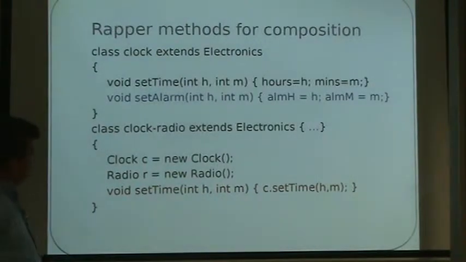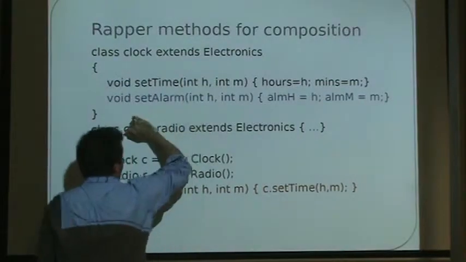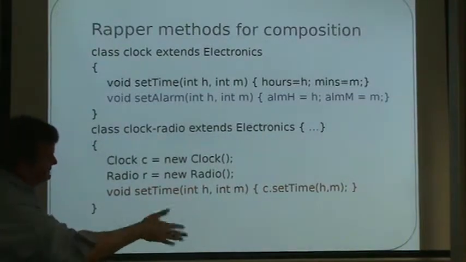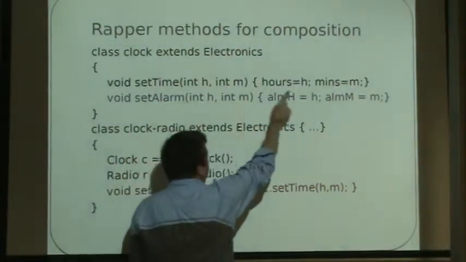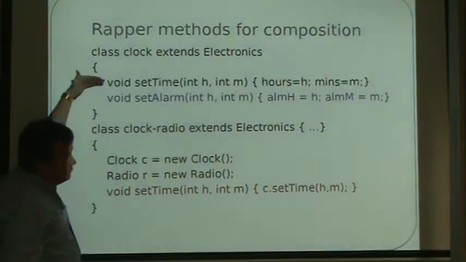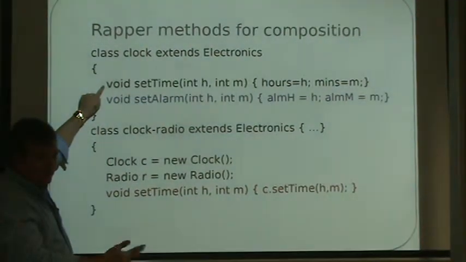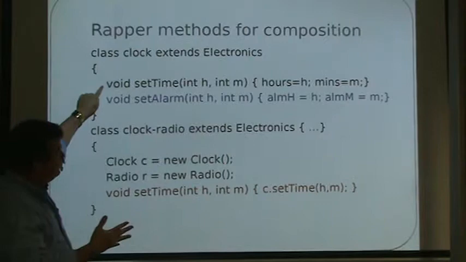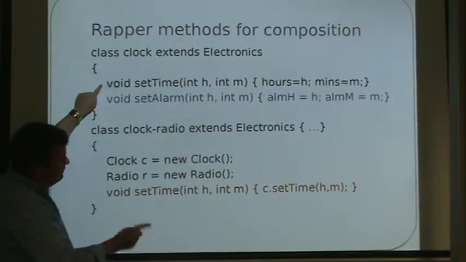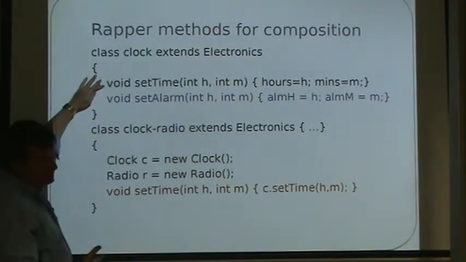So, for example, if the clock class, which extends electronics, had a method called setTime, let's say you give it hours and minutes and it sets variables with it. So it takes h and sets it to hours, it takes m and sets it to minutes. Well, if we were able to multiply inherit, we would get this method automatically when we inherited from clock. We're not going to have that here because we're using composition. We're creating a clock radio based on composing it of a clock and a radio. So we won't have a method called setTime.